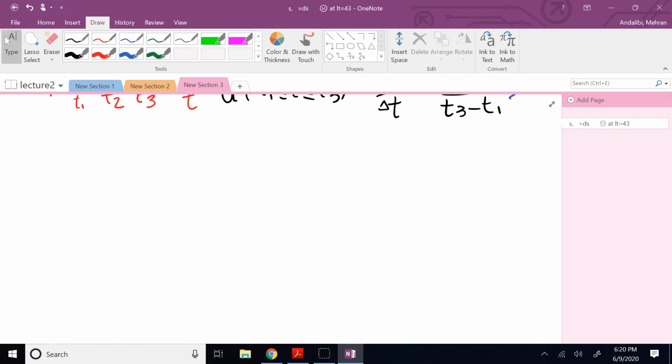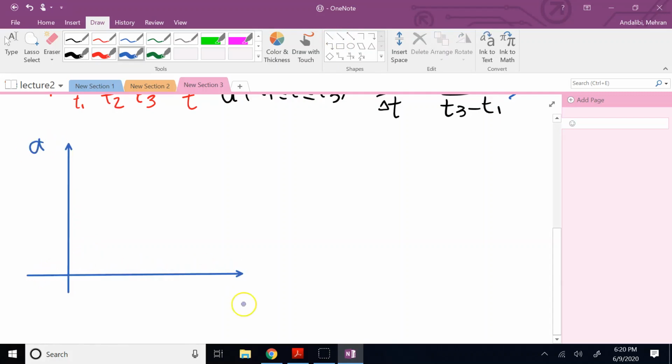Now, of course, if you want to go backwards, you have to do the opposite of derivative, which is what? It's integral, right? So I have a graph of acceleration versus time. And let's say this is time t1, this is time t2, and this is a1, and this is a2.